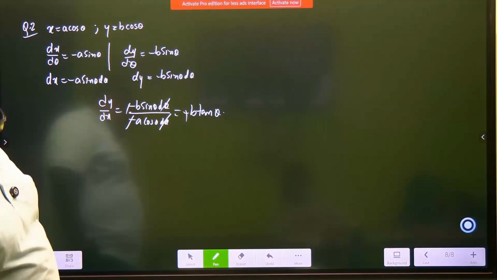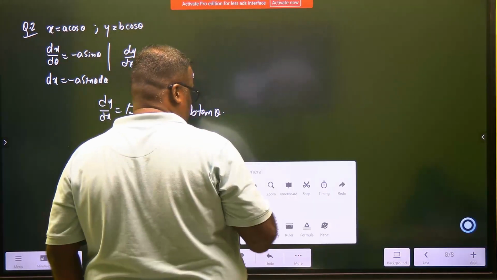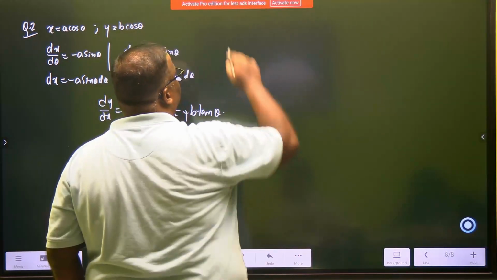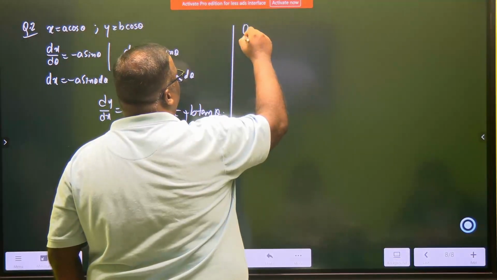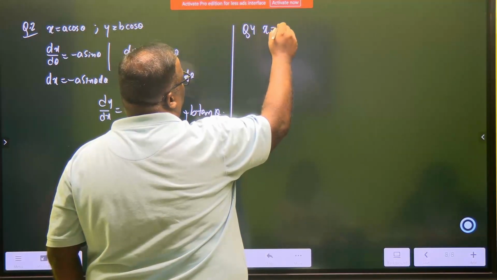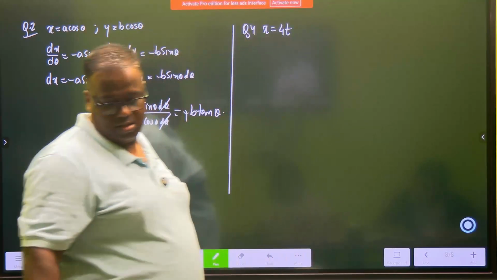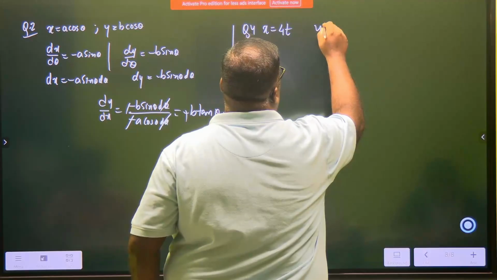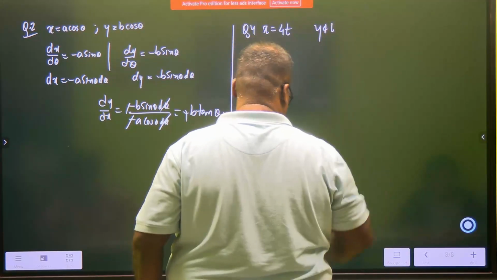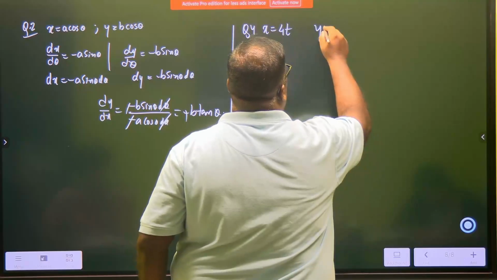Next is question number 4. Is it coming back to you a little? This will be in two different functions. Tell me question number 4. x is equal to 4t, and y is equal to 4 by t.